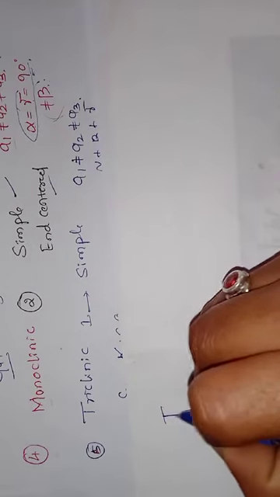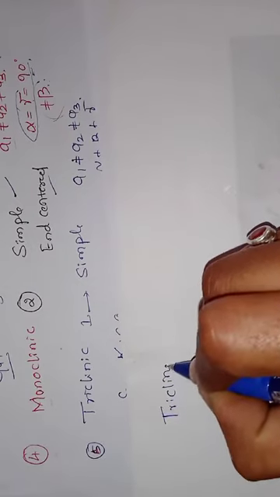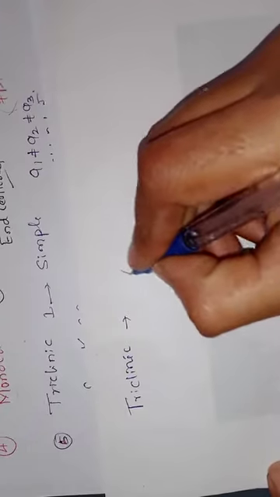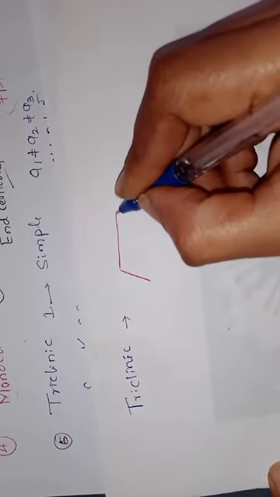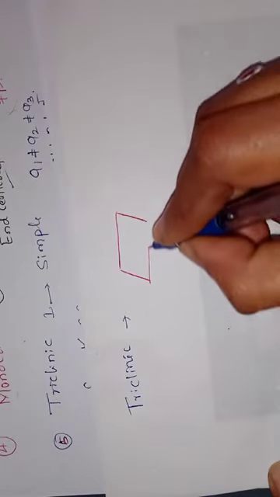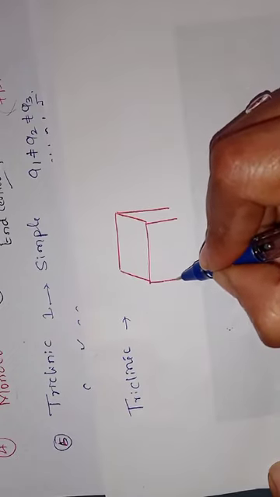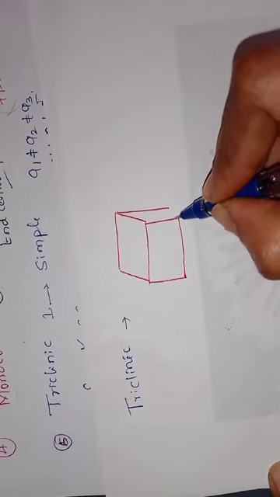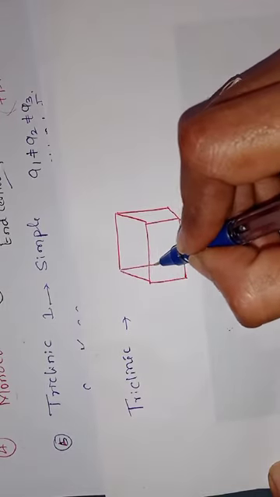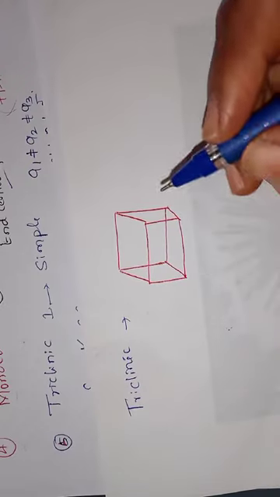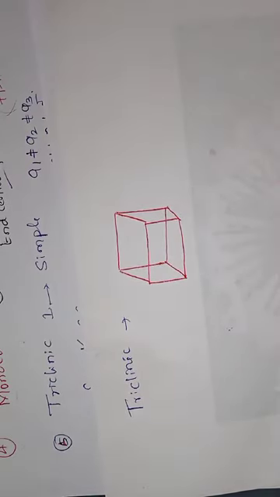Today we will discuss the triclinic crystal system. Here only one type is there. The triclinic structure is like this. We have to be very thorough with all these crystal structures. They may ask for drawing, and you will get easy marks in this topic.